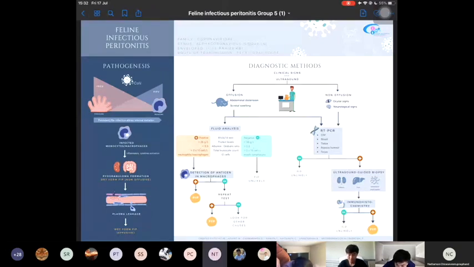Yes, you can use either immunocytochemistry or immunofluorescent technique to detect that. You perform a fresh smear of the effusion and cell lysate, and then you stain with a specific antibody against feline coronavirus. For RT-PCR, you don't detect antigen. Yes, I misunderstood, sorry. No worry, I just want to make sure you get it right.